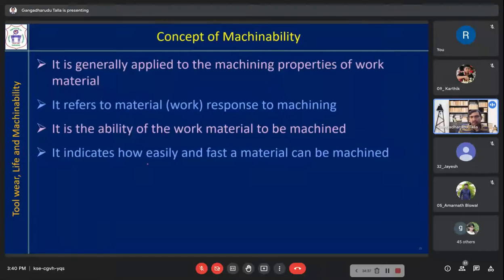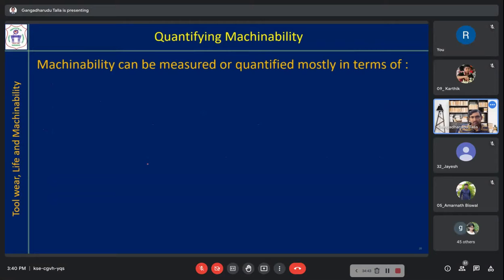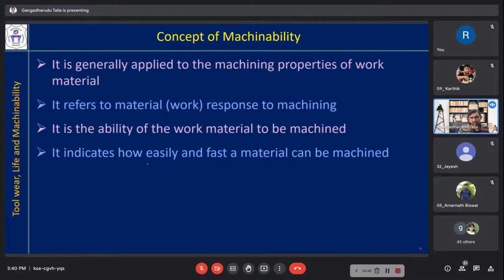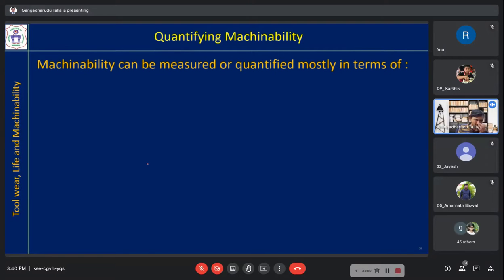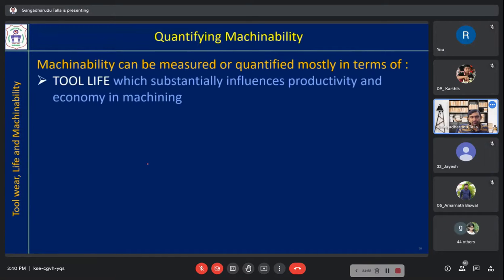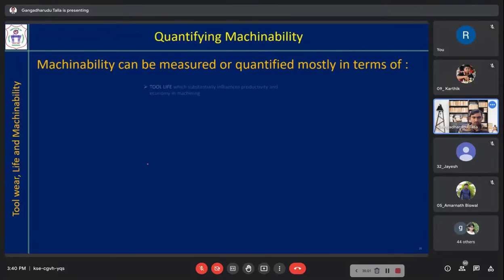Machinability indicates how easily and fast a material can be machined. Now, how do you quantify that? Qualitative definitions we have seen here, but how do you quantify machinability? Machinability can be measured or quantified mostly in terms of, first, tool life.